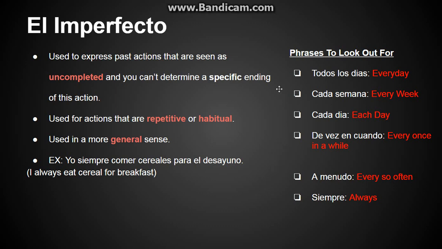Other terms to look out for when looking for imperfect verbs would be todos los días, which means every day, cada semana, which means every week, cada día, which means each day, de vez en cuando, which means every once in a while, a menudo, which means every so often, and siempre, which means always, like we used in our example over here. If you see a sentence that uses these phrases, then it is most likely going to be imperfect.